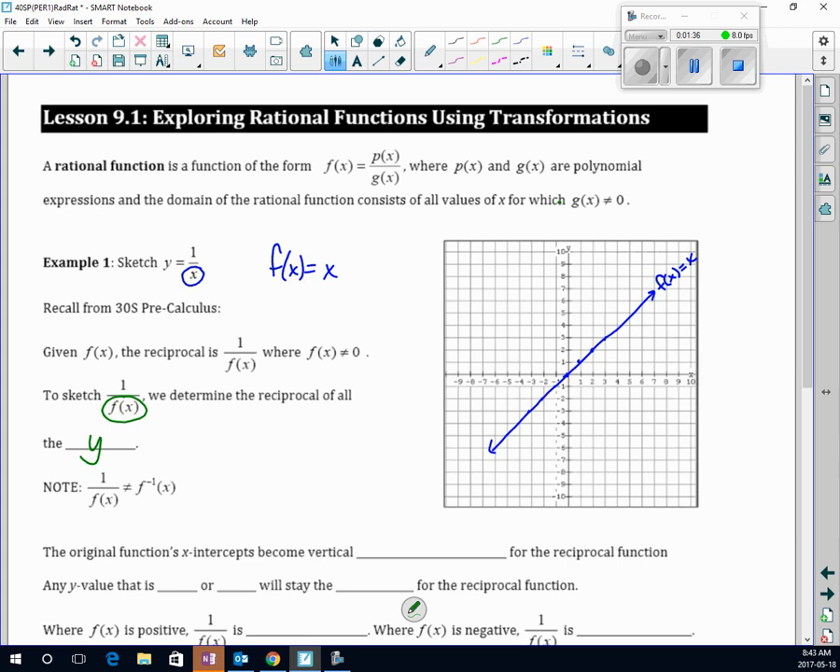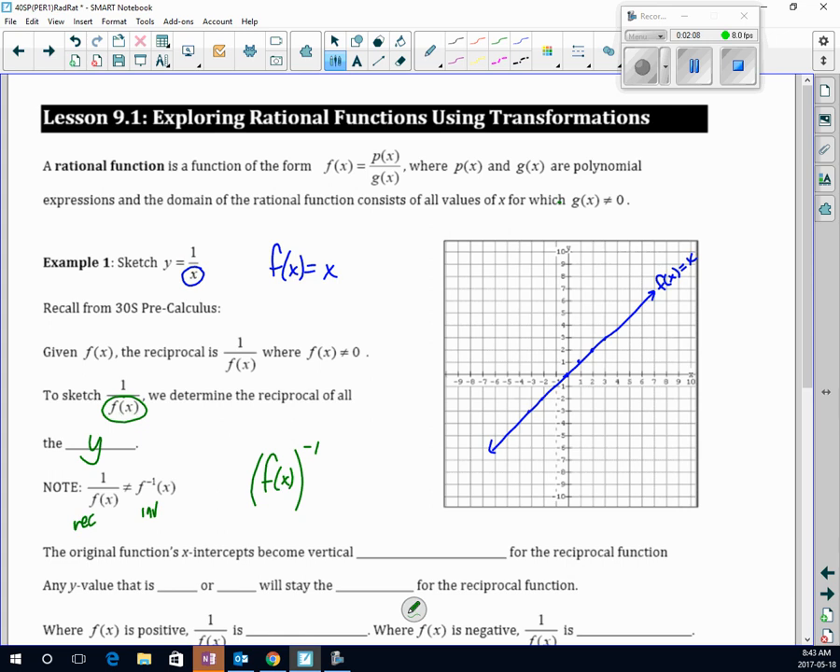Y. And before I go on, this is still a misconception a lot of people have. They think that 1 over f of x, which is the reciprocal function, is the same thing as moving it to the top and making an exponent, and that's the inverse function. They are not the same thing. If I wanted to move this to the top, it would become f of x to the power negative 1 like that, which is not what that is. This is the inverse. This is the reciprocal.